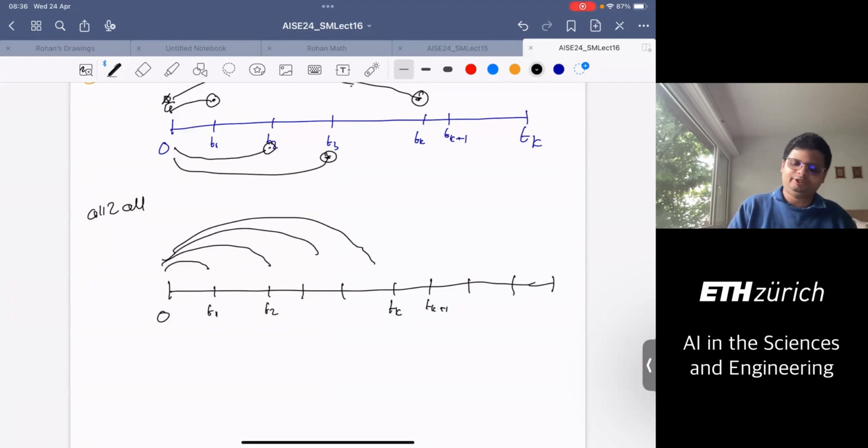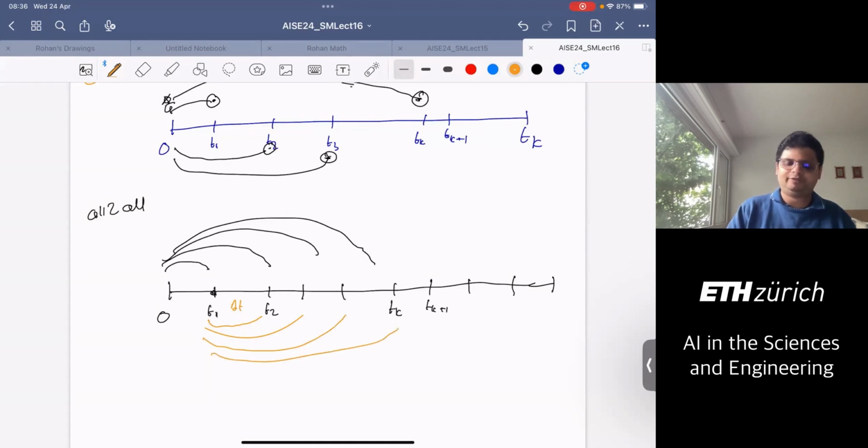The solution of a time-dependent PDE is a semigroup. So if I'm sitting at T1, I can go to T2 by taking T2 minus T1, delta T, as my time increment. But I can also go from T1 to T3 with 2 times delta T as the time increment. I can go from T1 to T4, to T5. All of this is possible. I can start at T1 and go to T5, T6, T7.